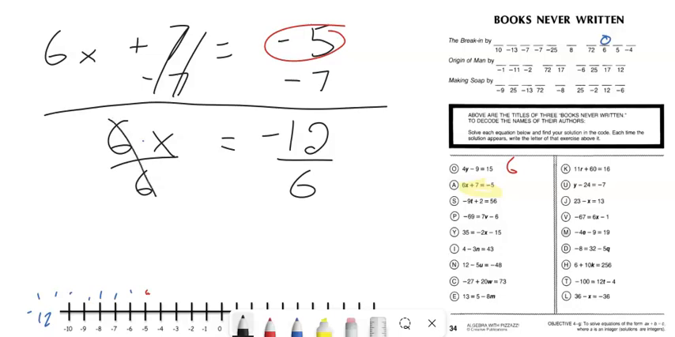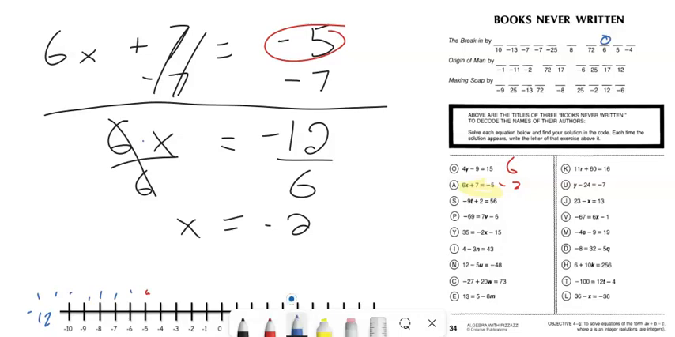That will simplify, and we're left with what we didn't cross off. We cross off the x, cross the equals. Now, 12 divided by 6 is 2, so negative 12 divided by 6 is negative 2. Let's put that answer here, negative 2.